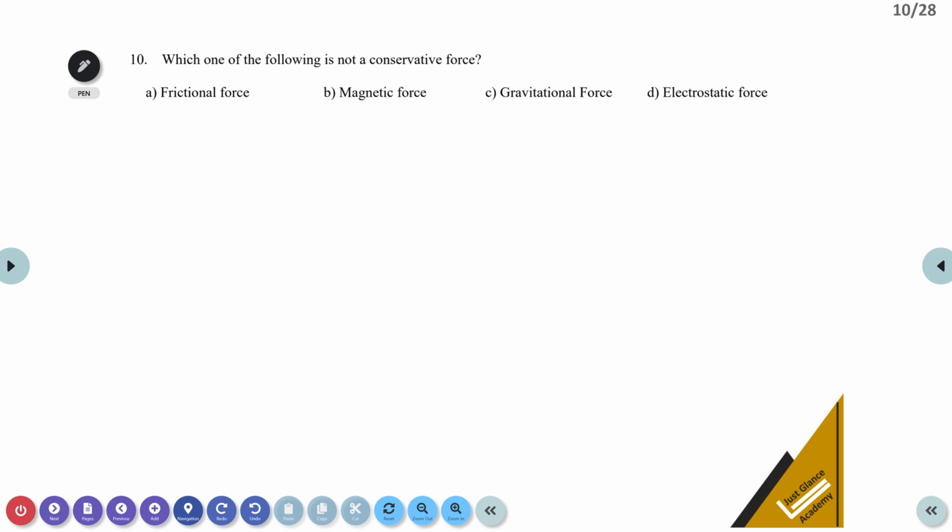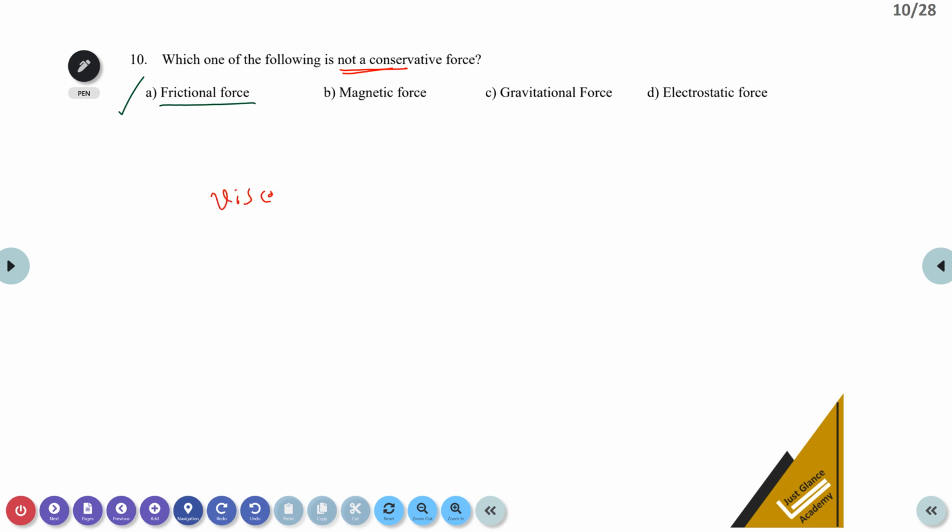Next. Which of the following is not a conservative force? Frictional force is not a conservative force. But magnetic force is conservative, electrostatic force is conservative, gravitational force is conservative. Only non-conservative is frictional force. Students, any other examples for the non-conservative force?